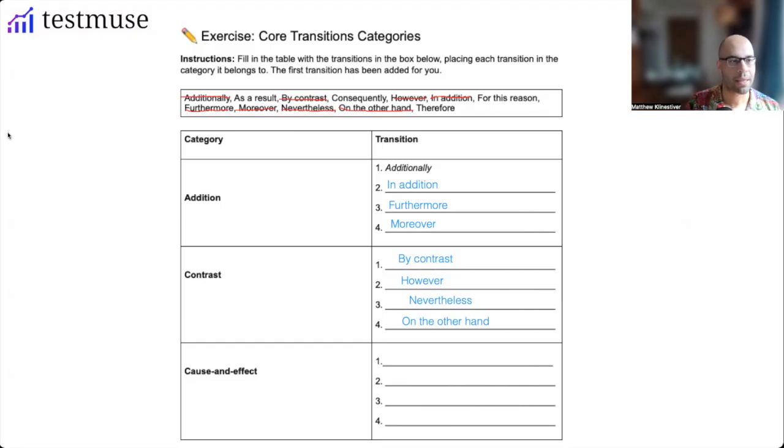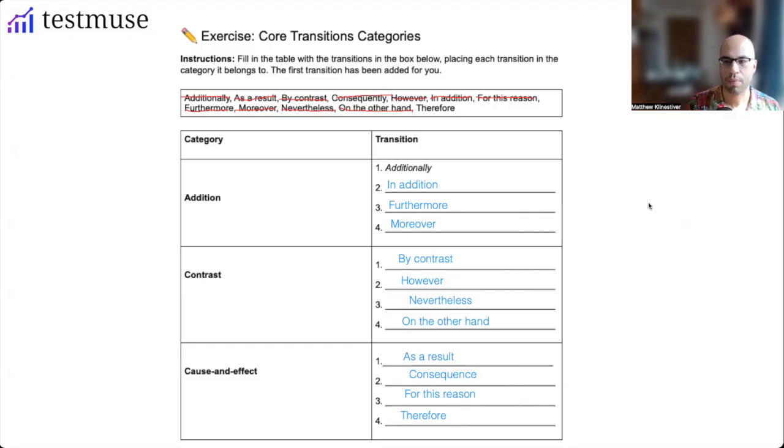Cause and effect. As a result, obviously, one thing is a result of the other. Consequently: one thing is a consequence of the other. It results from another thing. For this reason: the reason something happened. And therefore. So that brings us to the end of this little exercise. We'll be looking at a similar exercise a little bit later. Okay.